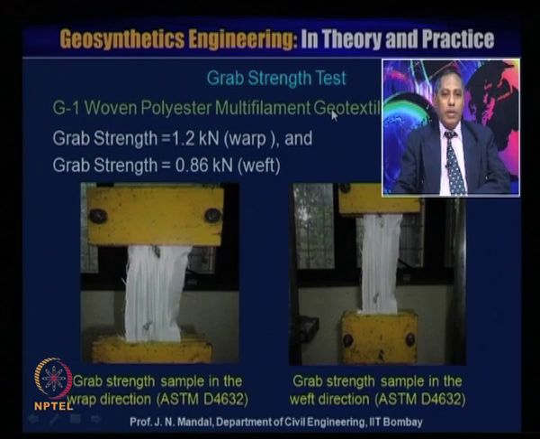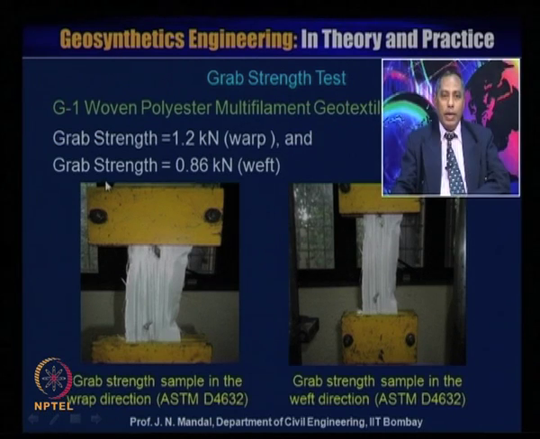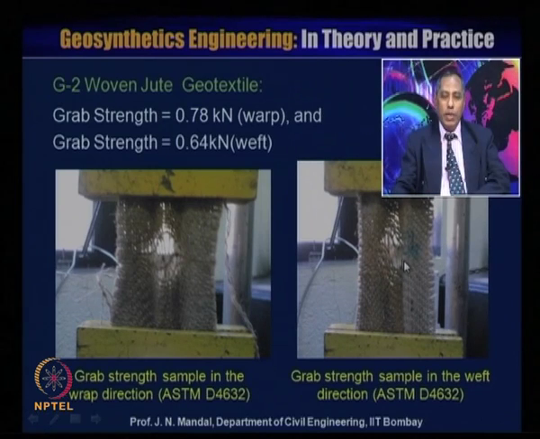Grab strength test, also the grab strength sample in the warp direction and the grab strength sample in the weft direction, and the grab strength value is 1.2 kilonewton in the warp and 0.86 kilonewton in the weft direction. This is for woven jute geotextile. This is the grab strength sample in the warp direction, you can see a very typical failure, and this is the grab strength sample in the weft direction. The value for grab strength is 0.78 kilonewton in the warp direction and 0.64 kilonewton in the weft direction.